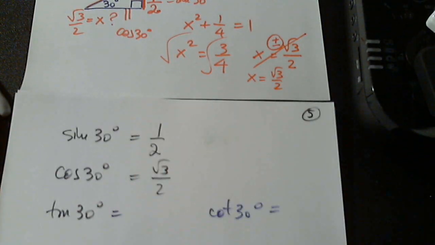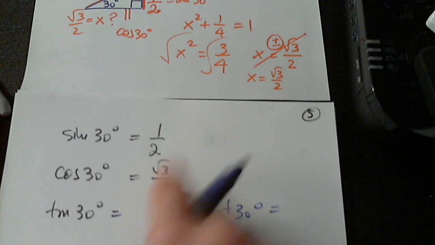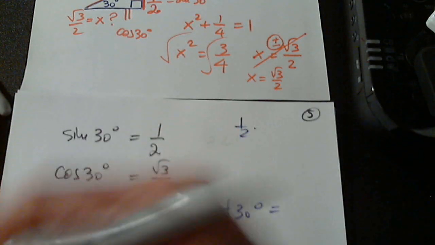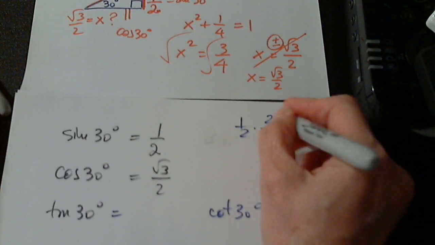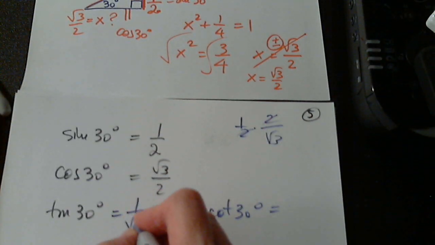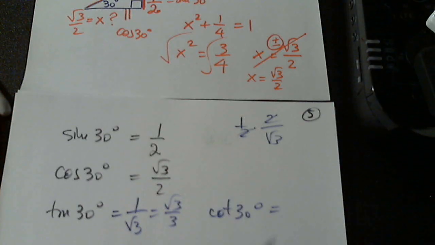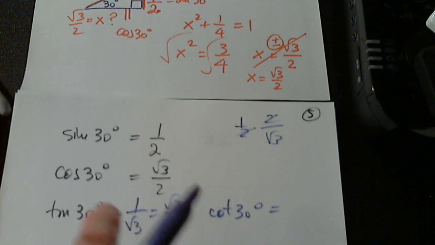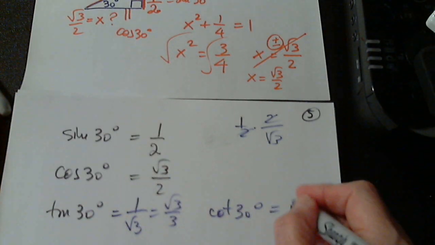Cosecant is 1 over this, so I know it's 2. Tangent is this over this. So when you write 1/2 times 2 over the square root of 3, you have to simplify and rationalize. So this is 1 over the square root of 3, or the square root of 3 over 3. Cotangent is this one reversed. Fine, done.